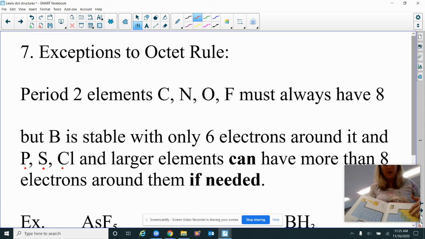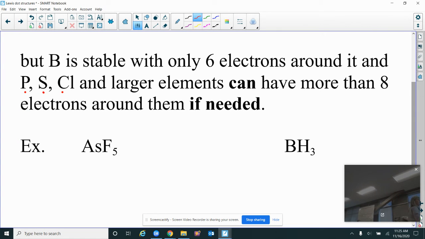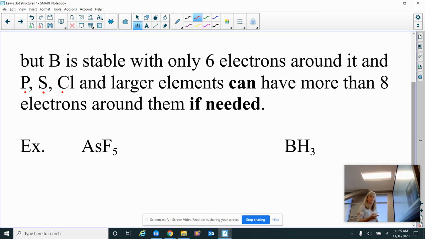But it is fairly common for sulfur to have 6 bonds or 12 electrons around it, and phosphorus and arsenic to have 5 bonds or 10 electrons around it. So if we look at the next one, arsenic pentafluoride, there's only one possible way to draw this because fluorine can only make 1 bond. So fluorine could never be in the middle. So arsenic has to be in the middle, and we have 5 fluorines.